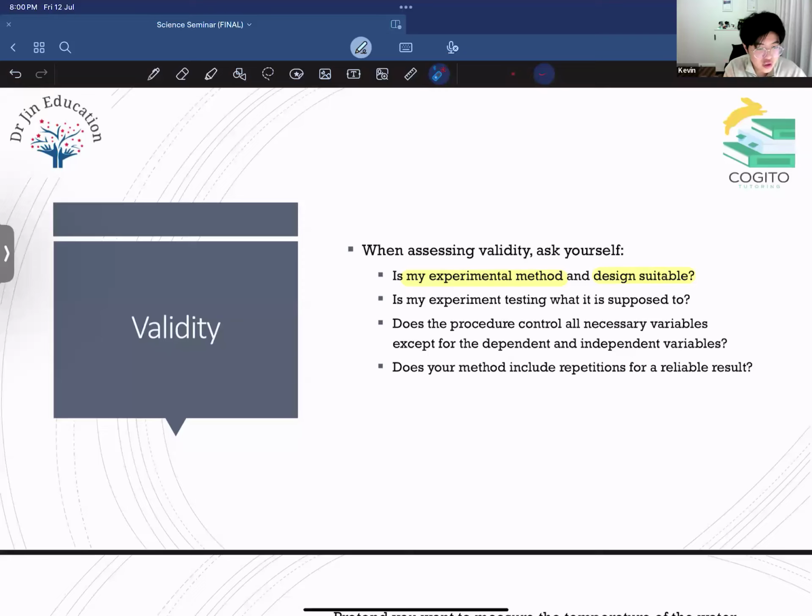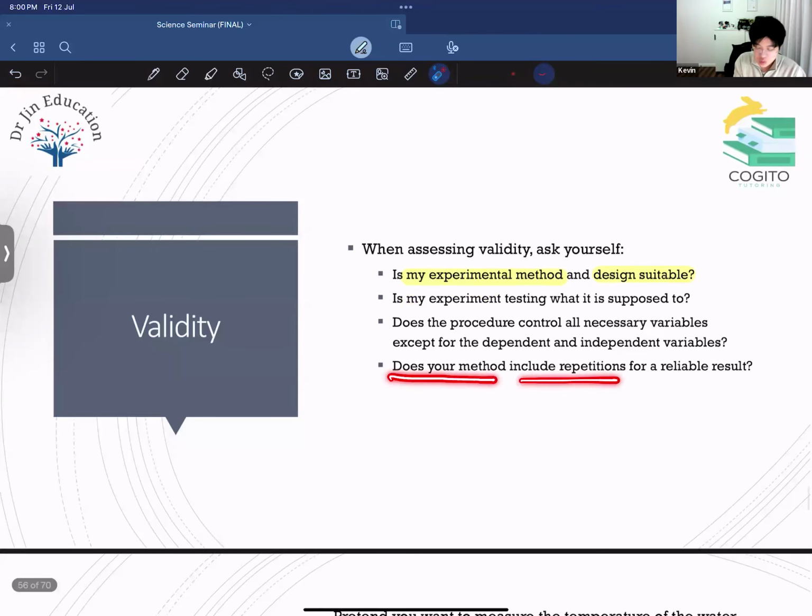In order to ensure that, I have to have controlled variables, which leads to my next question. Does the procedure control all necessary variables except for the dependent and independent variables? Make sure you have controlled variables so that only the light conditions affect plant growth. Does your method include repetitions for a reliable result? Do you repeat the experiment to make sure you're getting consistent data? These are all things you need to consider when thinking about validity.